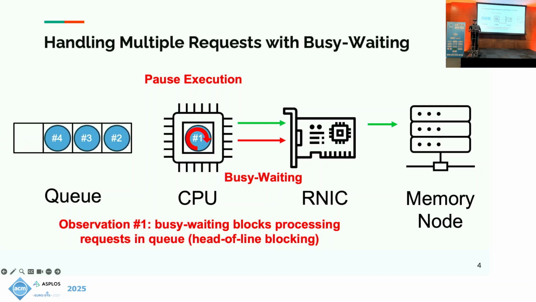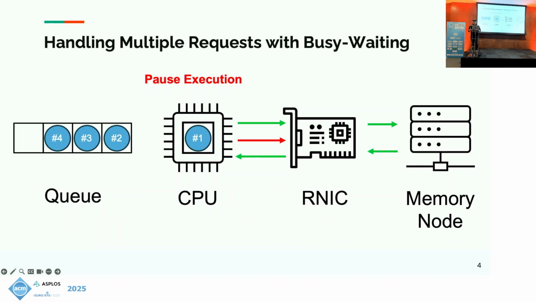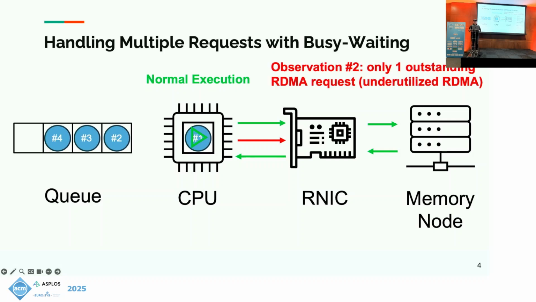Because the CPU is busy waiting, the arriving requests remain in the queue and are not being processed. In other words, the CPU's busy waiting blocks processing of other requests. This phenomenon is called head-of-line blocking. When the page fetch completes, the CPU returns to normal execution. Here, we make another observation. Even though the RNIC can handle multiple requests, it handles only one outstanding RDMA request at a time. In other words, the RDMA channel is underutilized.